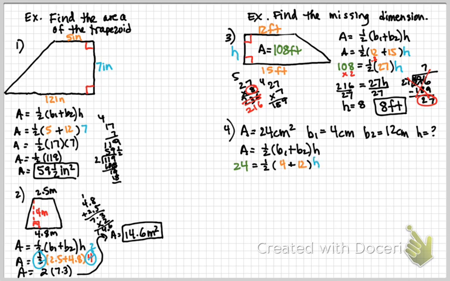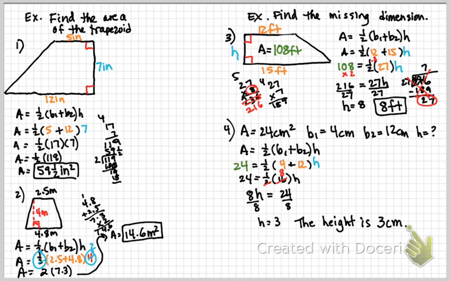So we're going to simplify. And that gives me 24 equals 1/2 times the quantity 16 times h. Oh, well, this is much nicer. I can take half of 16. Half of 16 is 8. So I'm going to do that symmetric property and rearrange. And so I'm left with 8h equals 24. And divide both sides by 8. And I get h equals 3. So the height is 3, and the label would be regular centimeters.